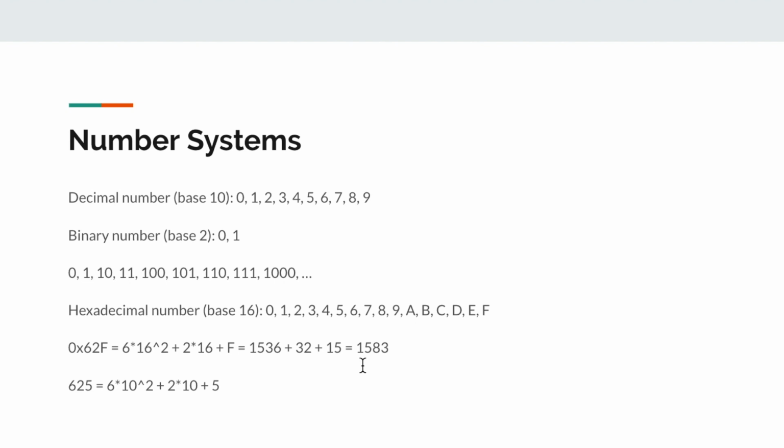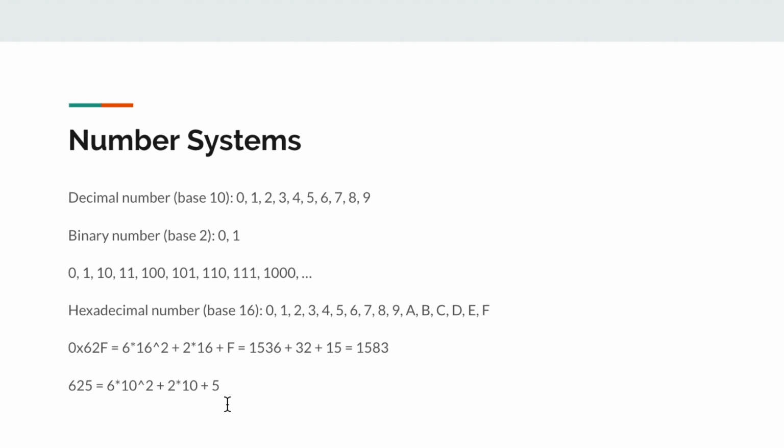If you think about how we represent decimal numbers, it's actually the same way. A decimal number 625 is actually 6 times 10 to the power of 2 plus 2 times 10 to the power of 1 plus 5 times 10 to the power of 0. So it's the same thing. That would help you to remember how we convert a hexadecimal number to a decimal number.